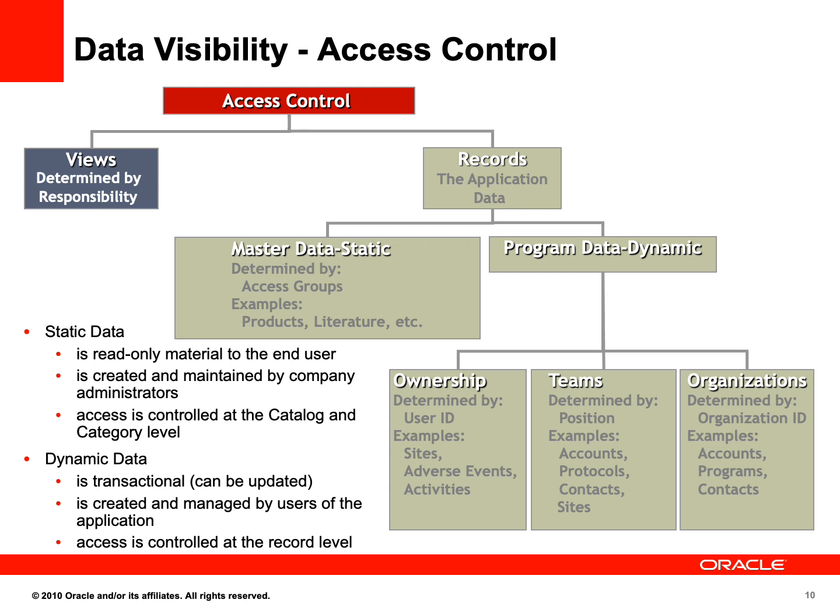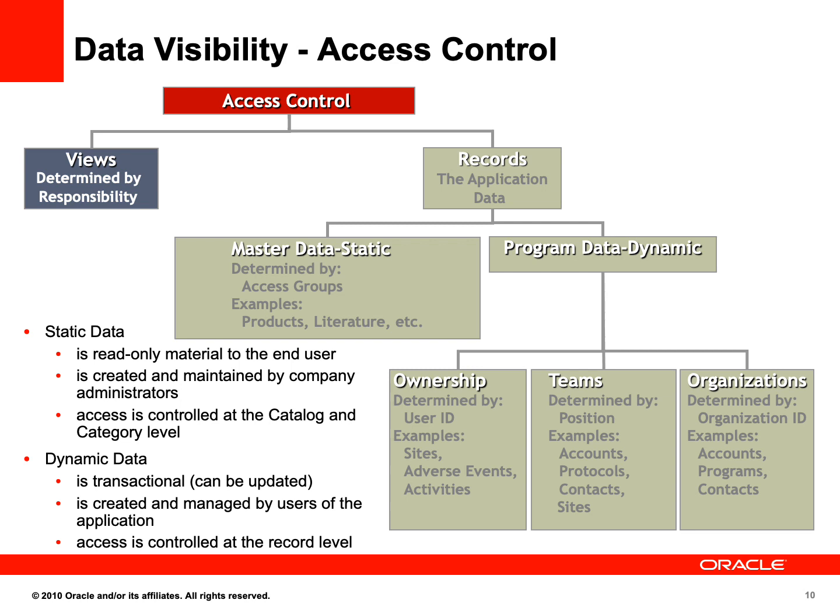On the left, you'll see the views. So what I see on the screen is determined by my responsibility. On the right, the application data or the records themselves, our visibility to those is determined a couple different ways. And this outlines that. So there can be master data that's included. For example, products, literature, which we don't tend to talk about too much, but that's master data level. And then we get down to the program level.